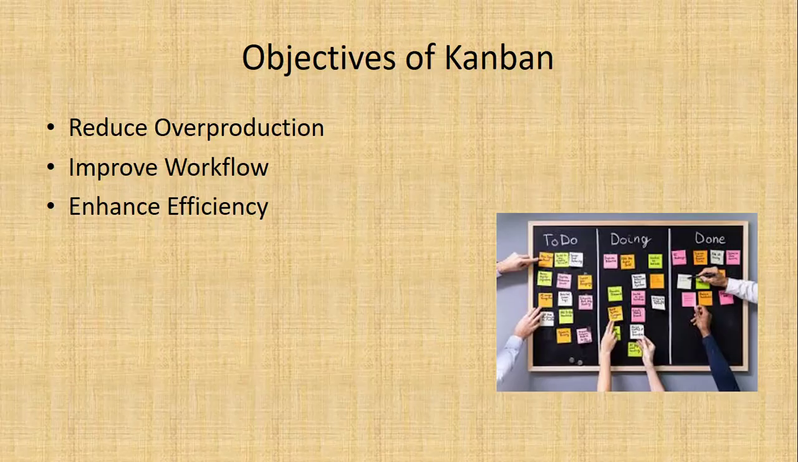The next objective is to reduce waste. Kanban minimizes unnecessary inventory, excess production, waiting time, and rework. Additionally, Kanban focuses on continuous improvement, also known as Kaizen. Teams regularly review their workflow and make incremental improvements to enhance performance. Finally, the Kanban system helps in delivering value faster to the customers by ensuring that work moves efficiently through the system with minimal delays. So these are the objectives of Kanban.